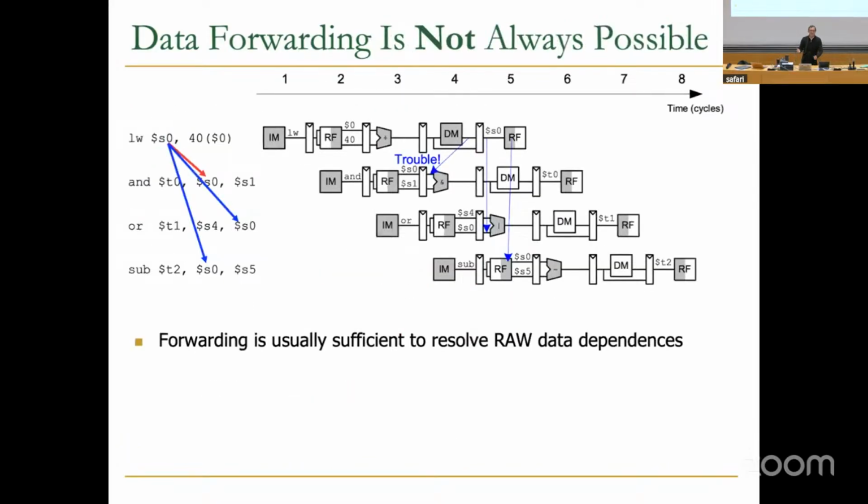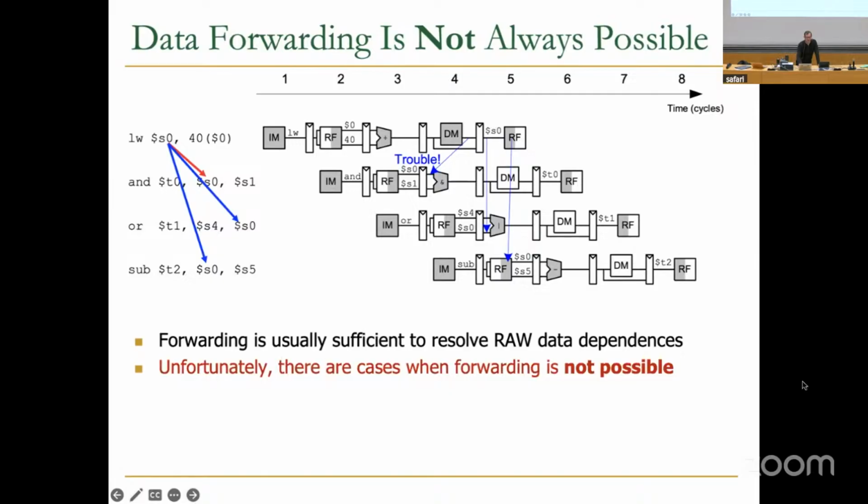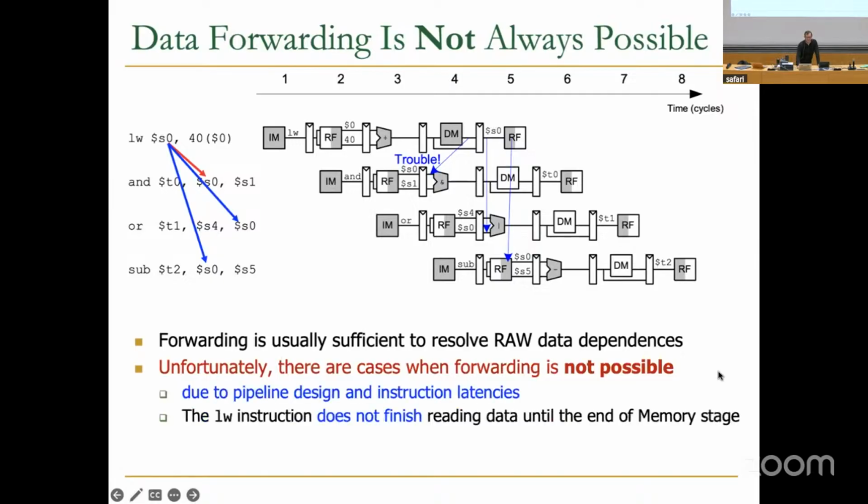Okay, so that said, forwarding is not always possible. Depending on the structure of the pipeline and the latencies of instructions, you may not be able to forward data. In our pipeline, there's one case where we cannot forward data: when you have a dependent instruction that follows a load instruction immediately. Forwarding is usually sufficient to resolve these dependencies, but there are cases when it's not possible due to pipeline design and instruction latencies. For example, the load instruction is producing S0. When does the value become available? It becomes available after the load instruction actually accesses memory and gets the data value, right?